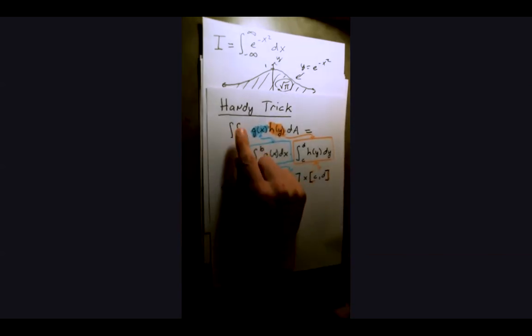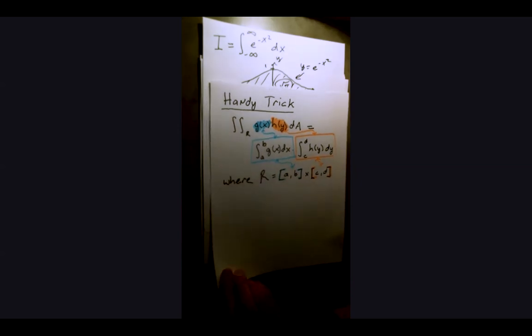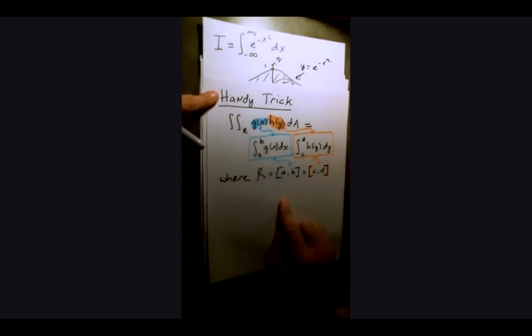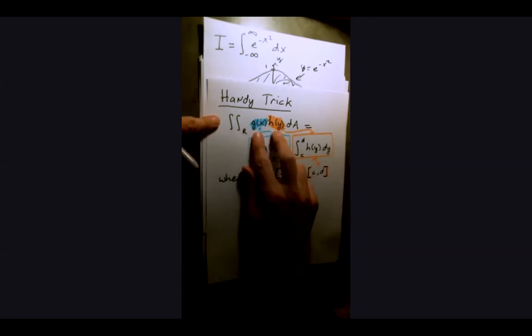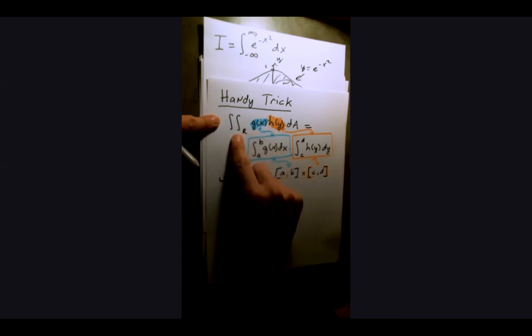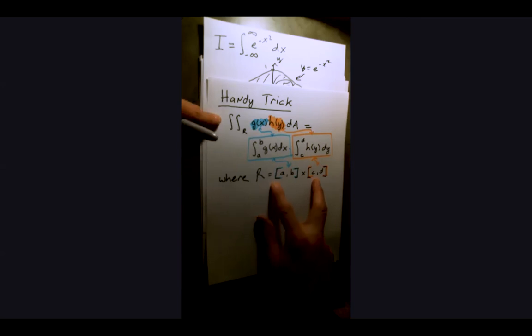This is the theorem that I call handy trick. Handy trick says that if you have a double integral of a product of two different functions, where the blue one is a function just of x, and the orange one is a function just of y, you can split up that double integral into the product of two single integrals. This is assuming that your bounds are numbers.